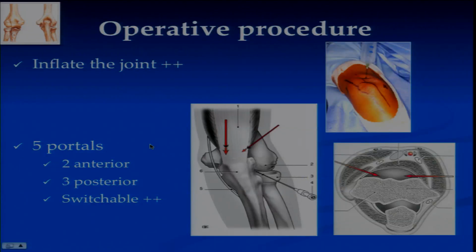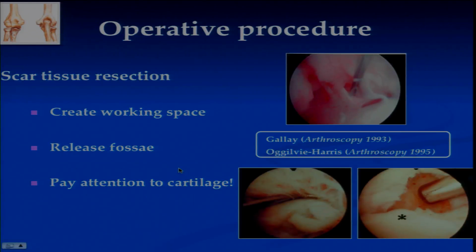The operative procedure: I just remind you that you have to inflate the joint, and it's much more important in this case than in normal arthroscopy. You use the same 5 portals I described this morning, which are switchable. There are 3 steps. The first one is the scar tissue resection.